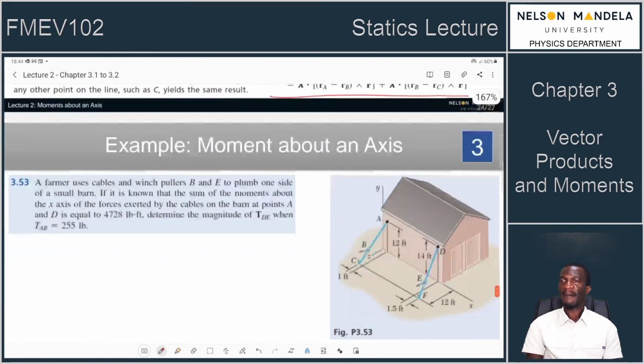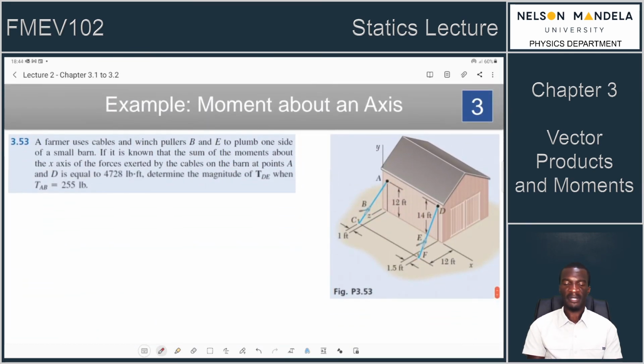Okay, so there's an example here to find the moment about an axis. A farmer uses cables and winch pullers, B and E, to plumb one side of a small barn. If it is known that the sum of the moments about the axis of the forces exerted by the cables on the barn at points A and D is equal to 4728 foot-pounds, determine the magnitude of TDE when TAB is equal to 255 pounds.